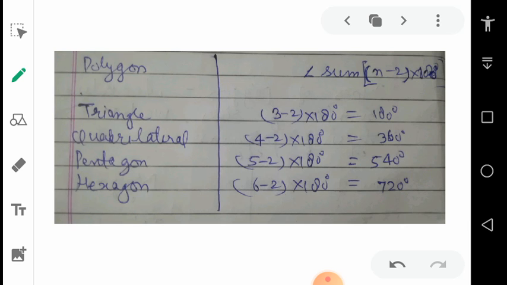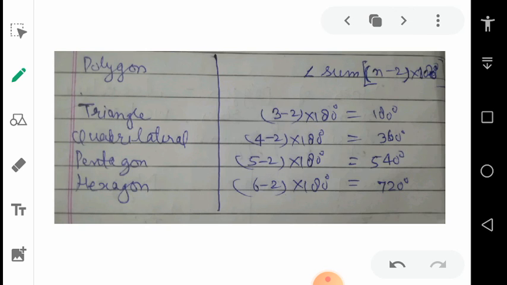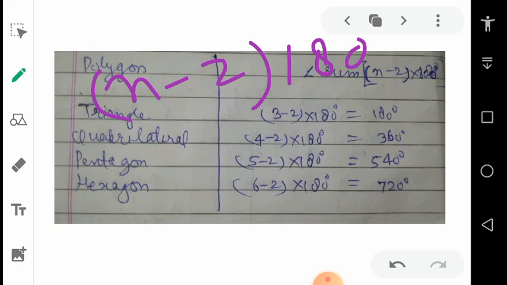See, if we have a triangle, as you know, it has 3 sides. So in our formula, this is the formula, n minus 2 into 180. So I write here n minus 2 and 180. Now try to put the value of n, as it is the number of sides. In a triangle n is 3, so we put the value of n here: 3 minus 2 into 180, that is 180 degree. And we know that the angle sum property of a triangle is 180 degree.